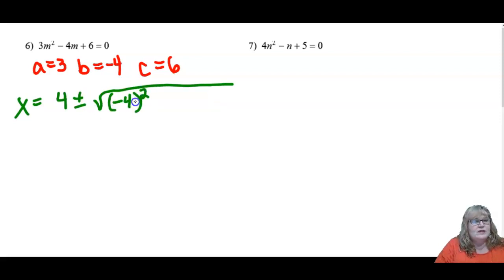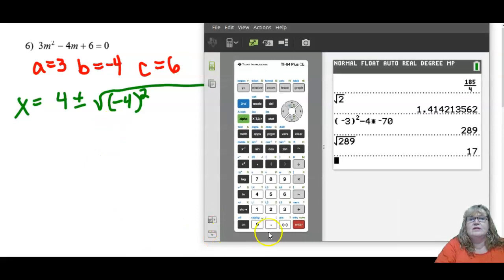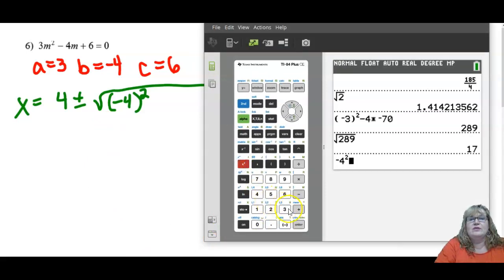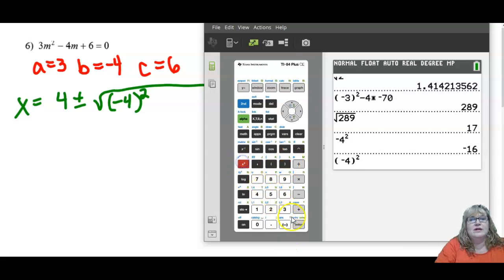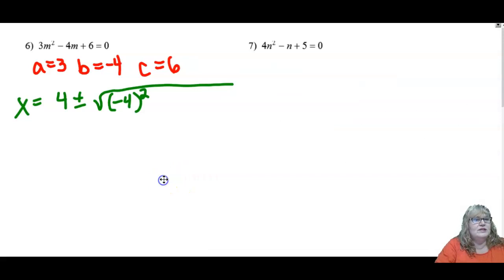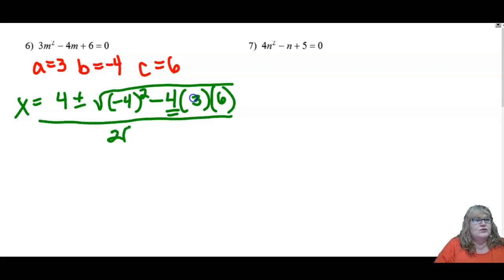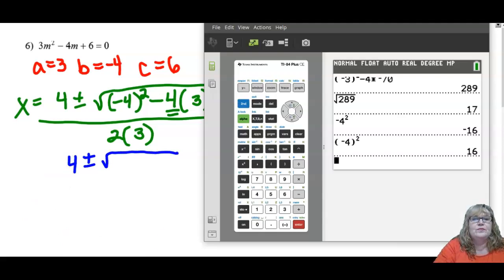Now, if you don't put those parentheses in and you type negative 4 squared on your calculator, you all know this, right? Negative 4 squared. The order of operations are to square that and then take the opposite. If you really want it to square negative 4, the whole number squared, you have to put it in parentheses. Please don't get that wrong. And then it's minus 4, the 4 that came with the formula, remember, times A times C all over 2 times the A. So I get 4 plus or minus, I'm thinking I should go to the calculator here.